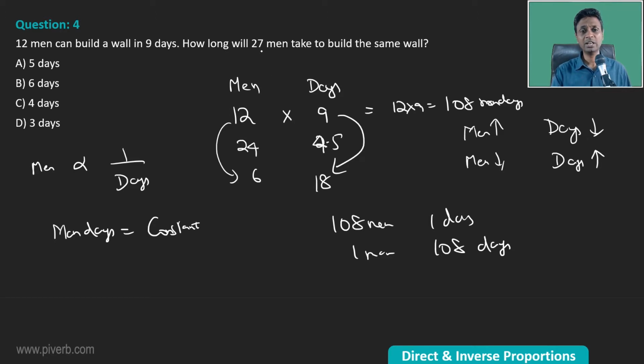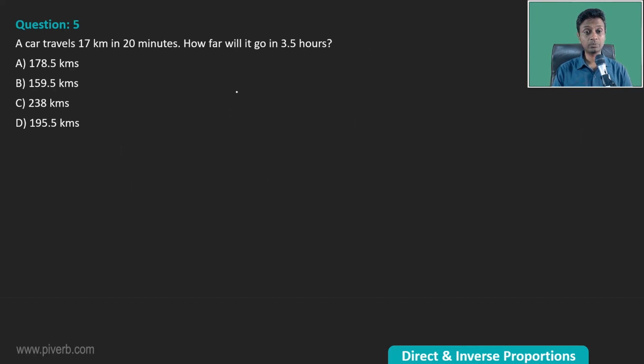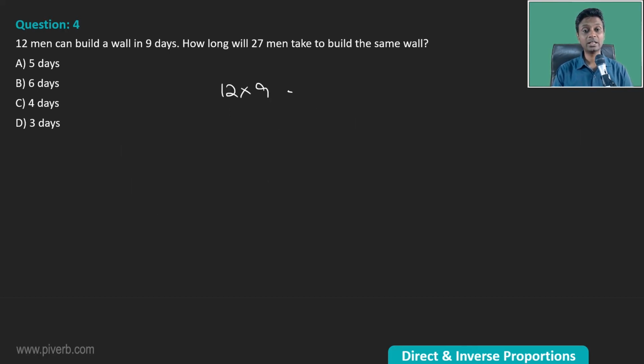So what does this mean? We now have 27 men working. How do we do this? So totally 12 into 9, 108 man days of work remaining. This is same as 27 men working for some number of days.